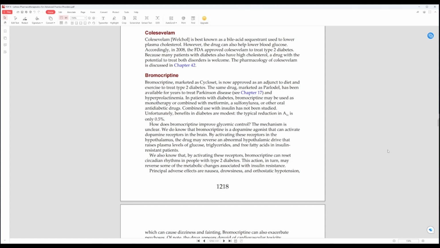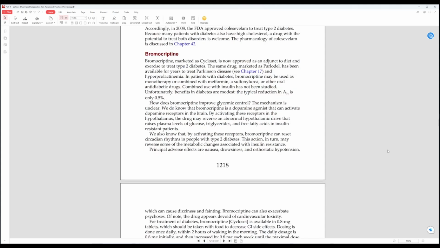Bringing us to colesevelam. Colesevelam, or Welchol, is best known as a bile acid sequestrant used to lower plasma cholesterol. However, the drug can also help lower blood glucose. In 2008, the FDA approved colesevelam to treat type 2 diabetes. Because many patients with diabetes also have high cholesterol, a drug with the potential to treat both disorders was welcome. The pharmacology of colesevelam is discussed in Chapter 42.